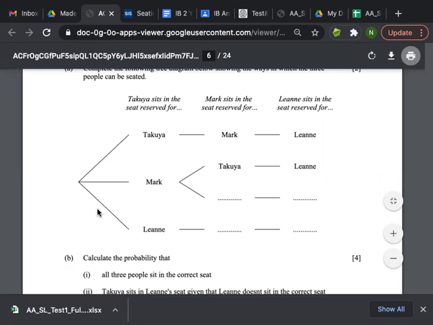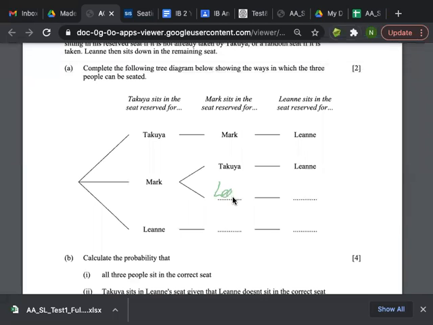T. Takuya. Or Tomas said Leanne. So here I'm filling in Leanne. If Mark sits in Leanne's seat, then whose is the only seat left for Leanne to sit in?